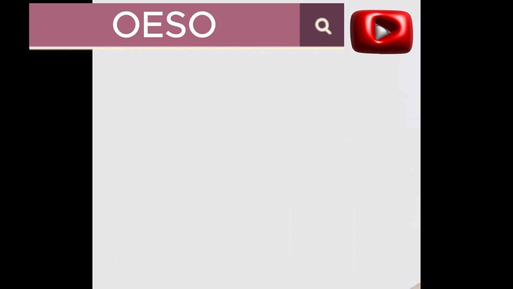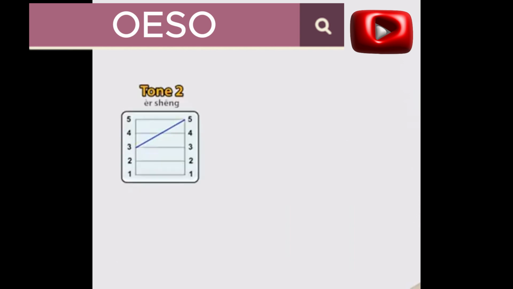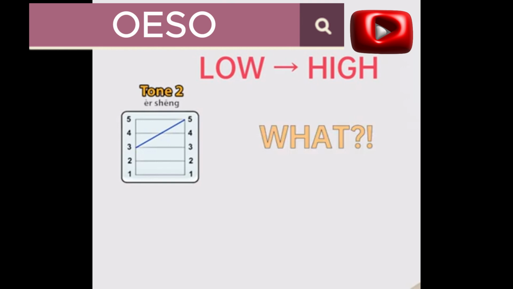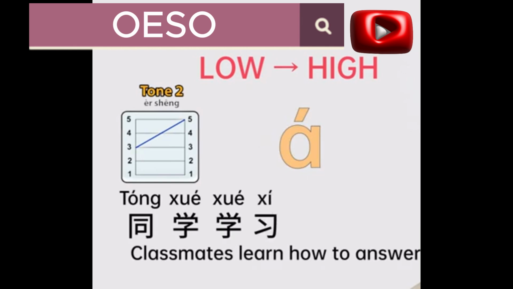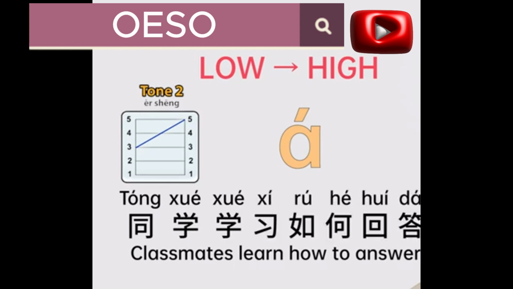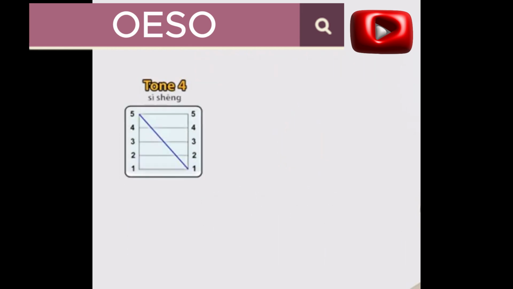Now, let's talk about how to pronounce the second tone. The second tone is a rising tone. Its pitch is from a low point to a high point. So you can remember the second tone as a low-high tone. Like when you say, "What?" for something unbelievable or suspicious. "Huh?" "Ah?" Do you get it? Now, let's learn the fourth tone.